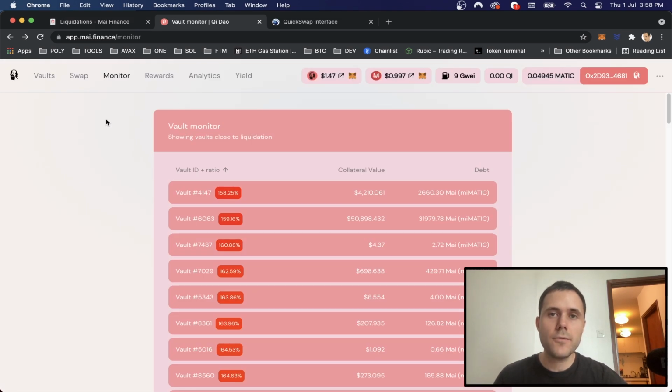So the other cool thing about this platform is if you go to the monitor tab, we can monitor all the different vaults, and we can filter this by the collateral ratio to the debt, and we can see what that is as a percentage. So we can kind of try to snipe a vault once one falls below 150%.